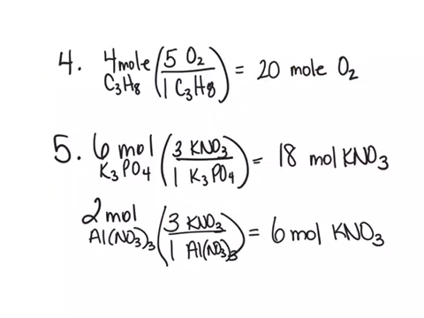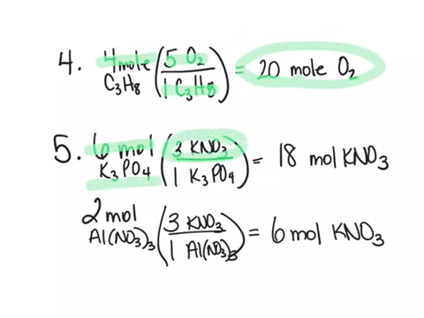All right, for the last two on this page, number 4 is pretty straightforward. You're just setting up your mole-to-mole ratio and getting 20 moles. The next one is a little bit tough. It's kind of like figuring out your limiting reactant, just like we did with the s'mores. So you're given 6 moles of K3PO4. Your first step is to see how much KNO3 is made from that, and you get 18 moles of KNO3.